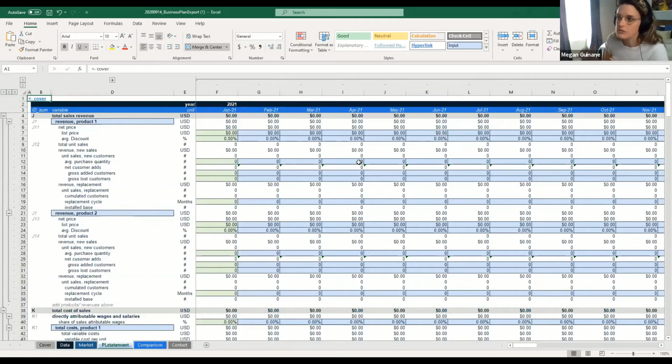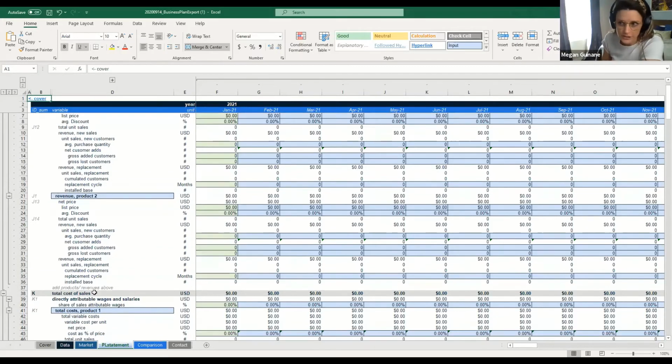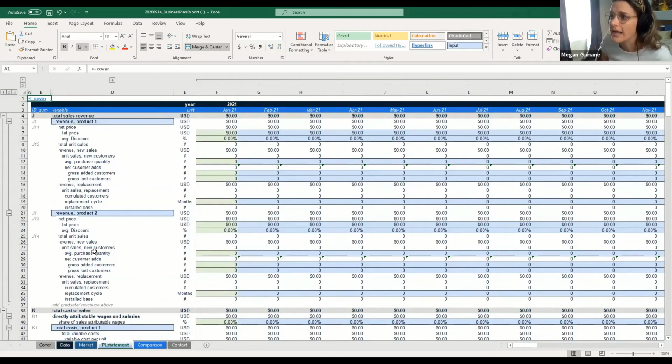But this is something that you would fill out yourself. You can delete things. If you only want to offer one product, you can get rid of product 2, or maybe you want to offer a whole range of products, you can copy and paste and add more in. And there's also 3 different views.